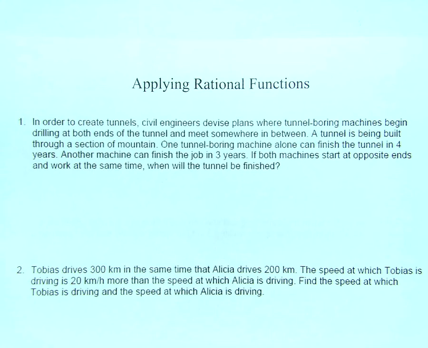A tunnel is being built through a section of mountain. One tunnel boring machine alone can finish the tunnel in 4 years. Another machine can finish the job in 3 years. If both machines start at opposite ends and work at the same time, when will the tunnel be finished?